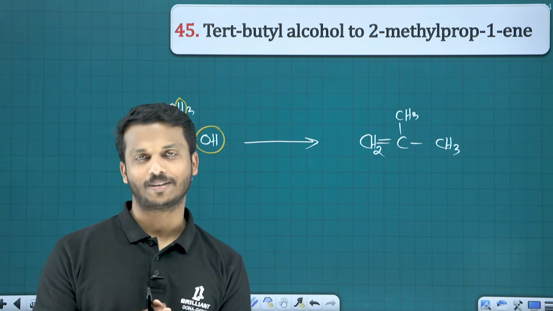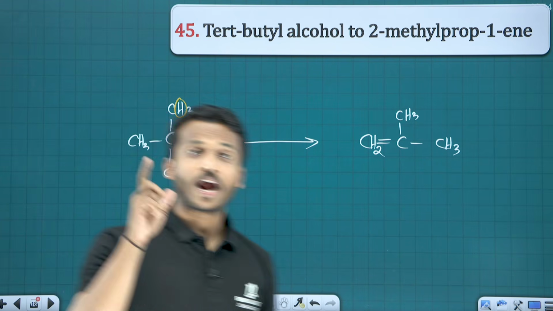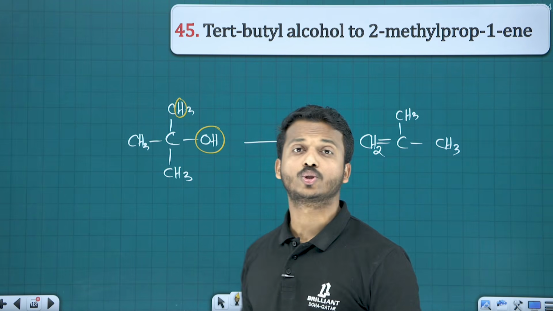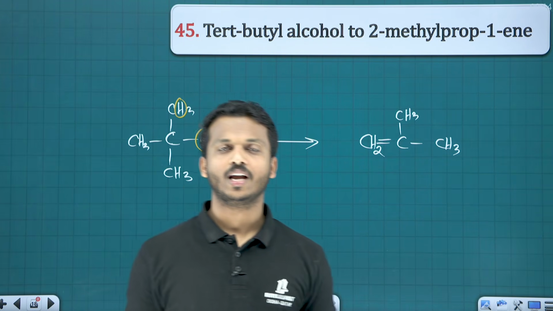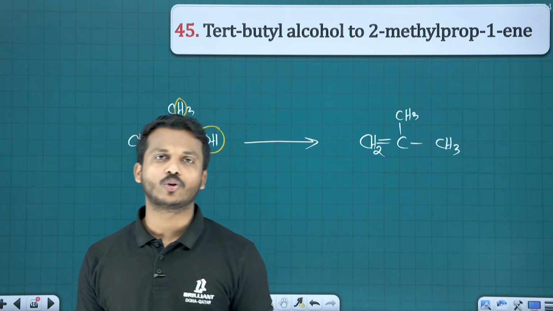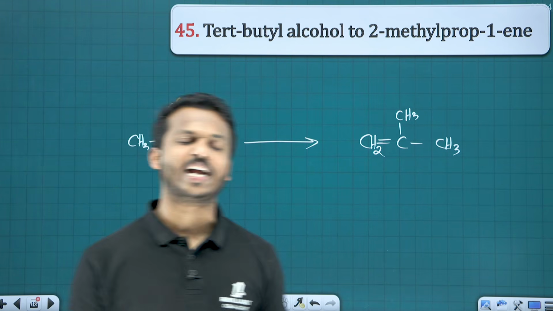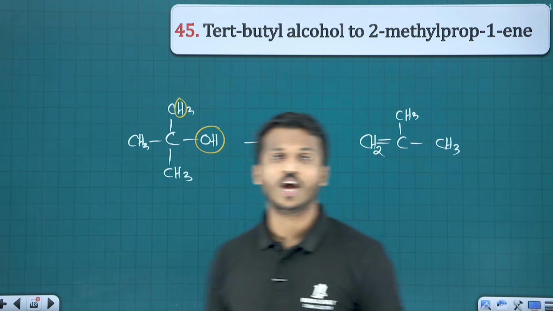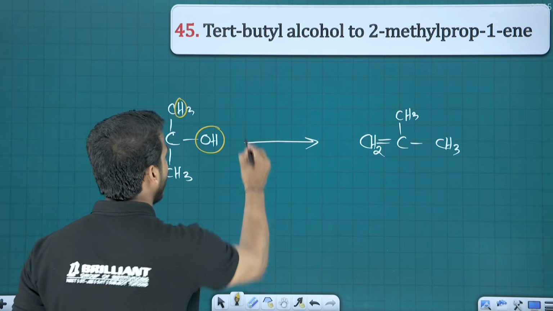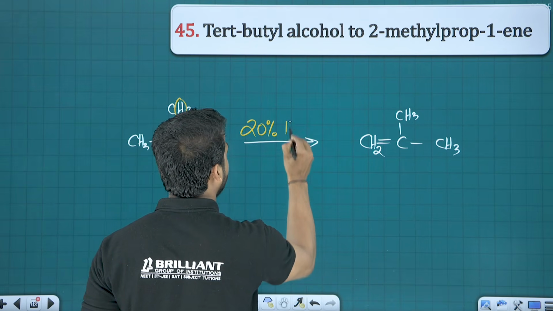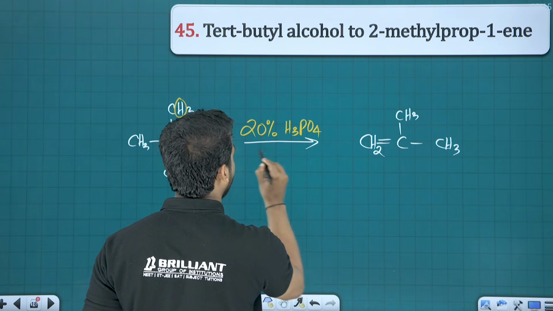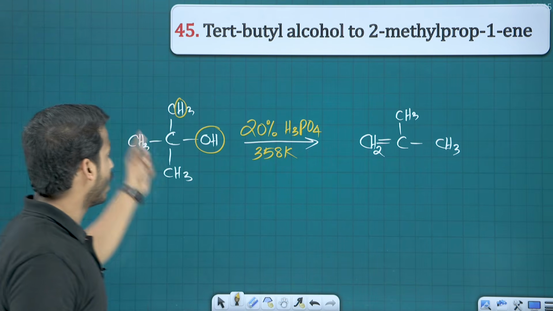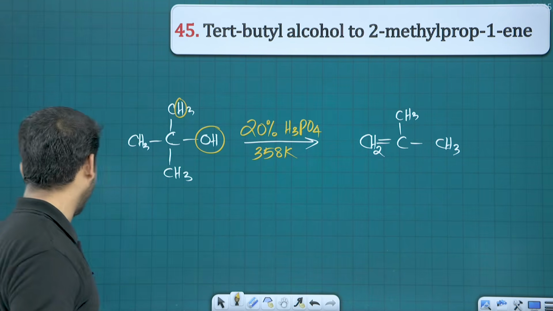But what is the reagent? You may have studied primary alcohol. If you want to dehydrate, we have to use concentrated H2SO4 at 443 Kelvin. Secondary alcohol, if you want to dehydrate, 85% H3PO4 at 440 Kelvin. But this is a tertiary alcohol. For tertiary alcohol, we are using only 20% H3PO4 at a temperature of 358 Kelvin. Don't forget. So alcohol on dehydration, we get alkene.